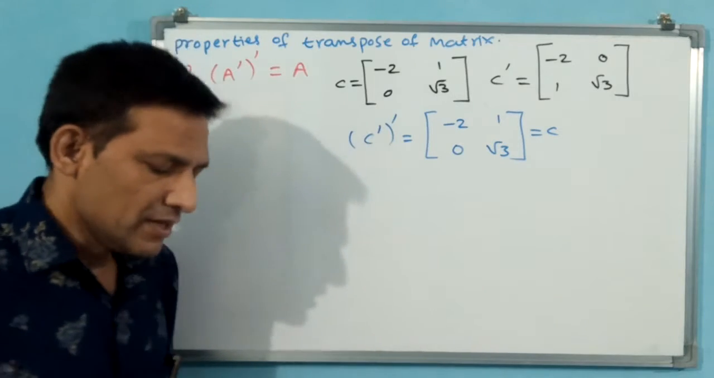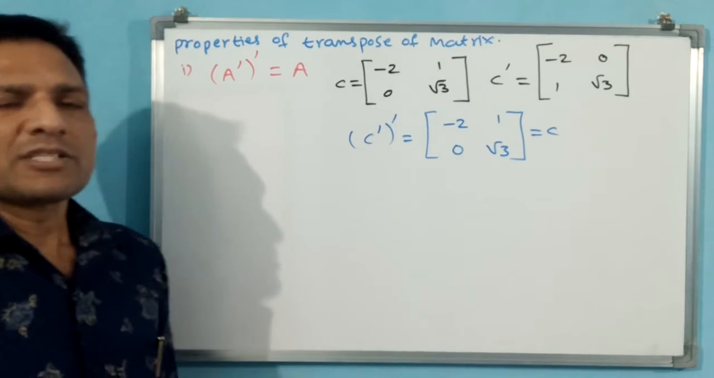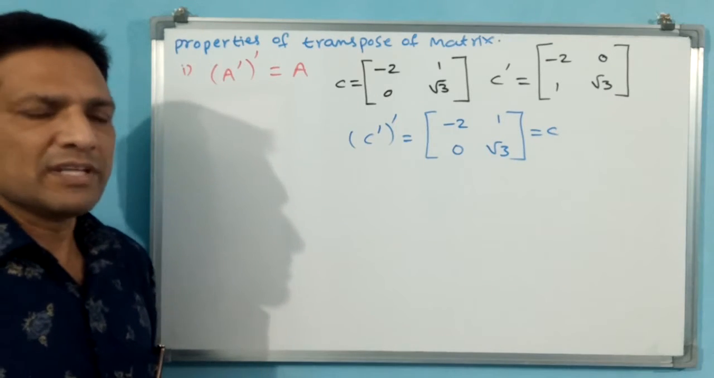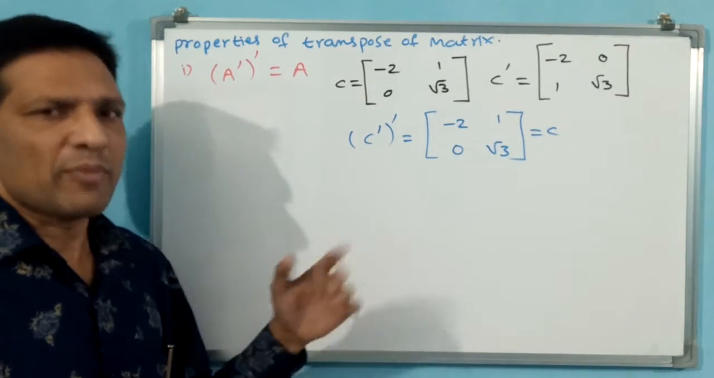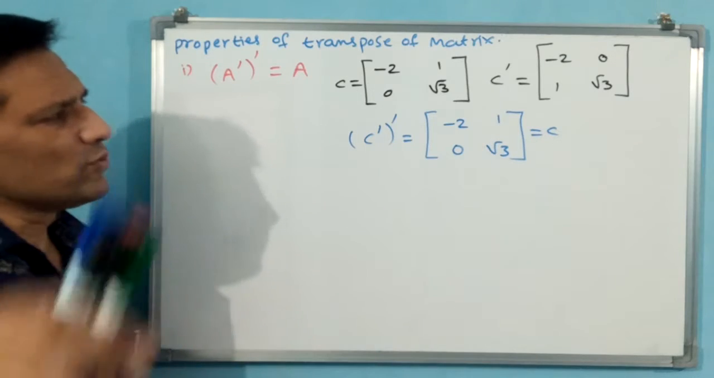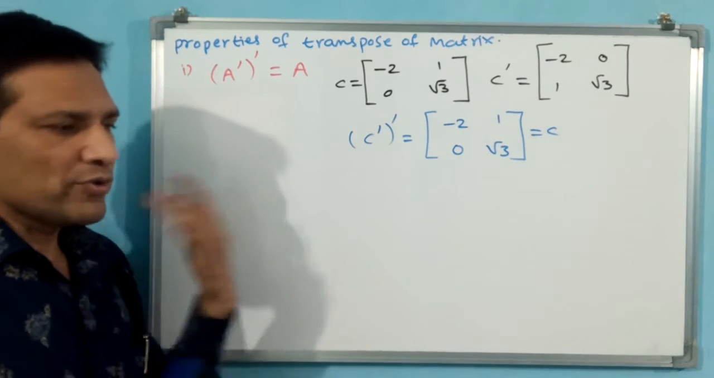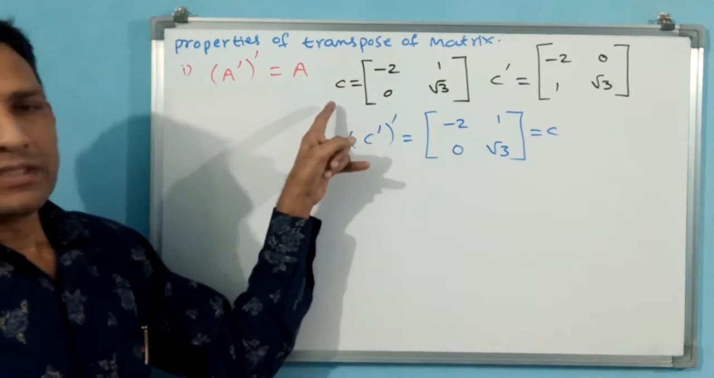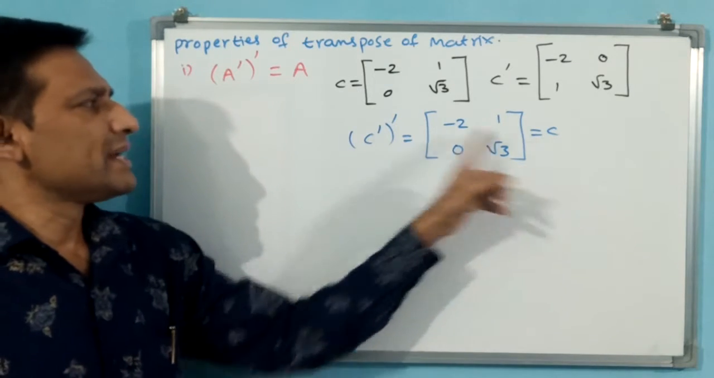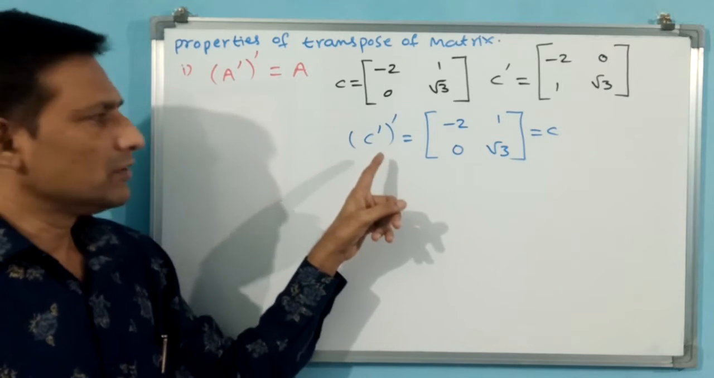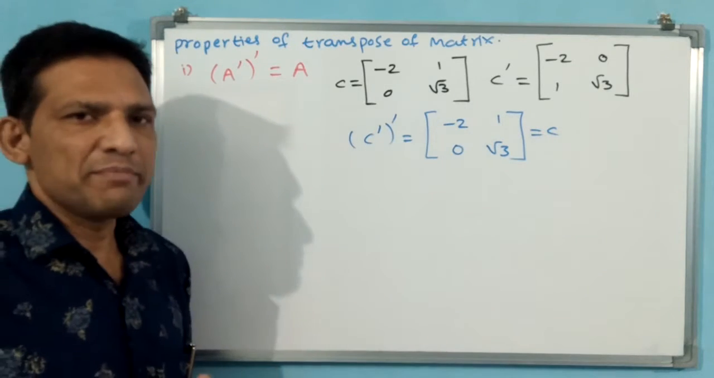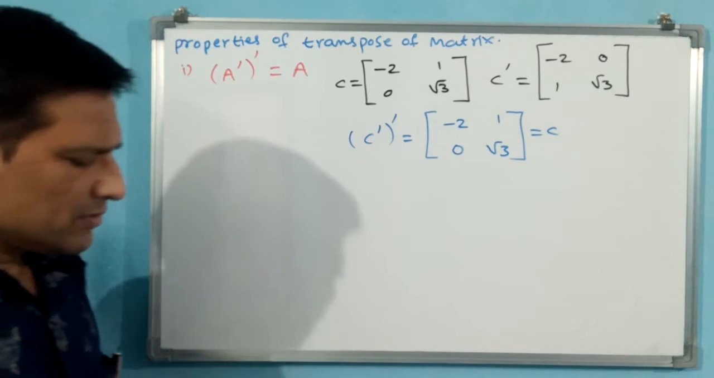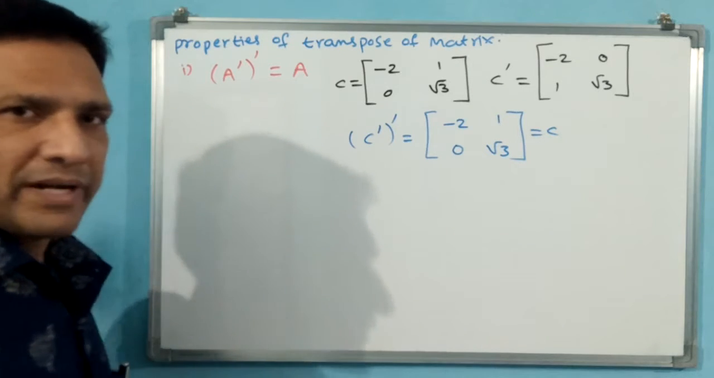That means double transpose gives the same matrix. Double transpose gives the same matrix. There are also properties of complement that we have learned in sets, but you don't go into that, again you are going to get confused. You see, matrix double transpose gives the same matrix. Transpose, again transpose gives the same matrix, C only. Okay, this you have learned. Now this is the first property.